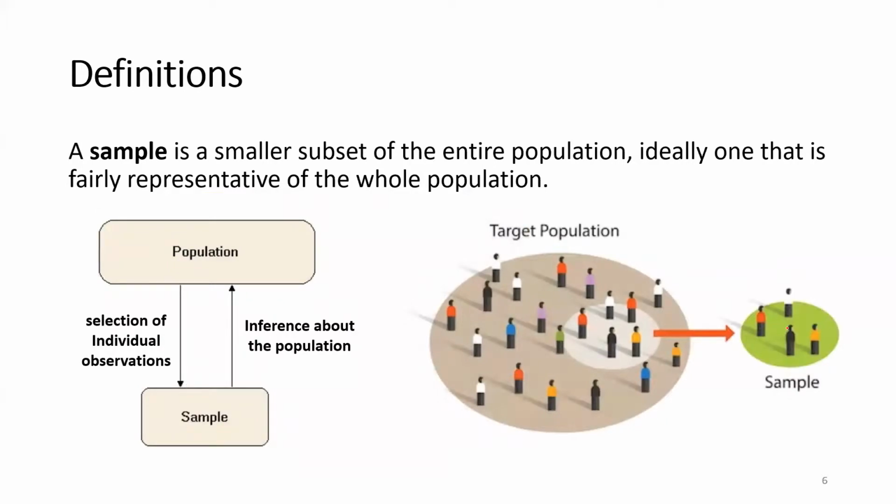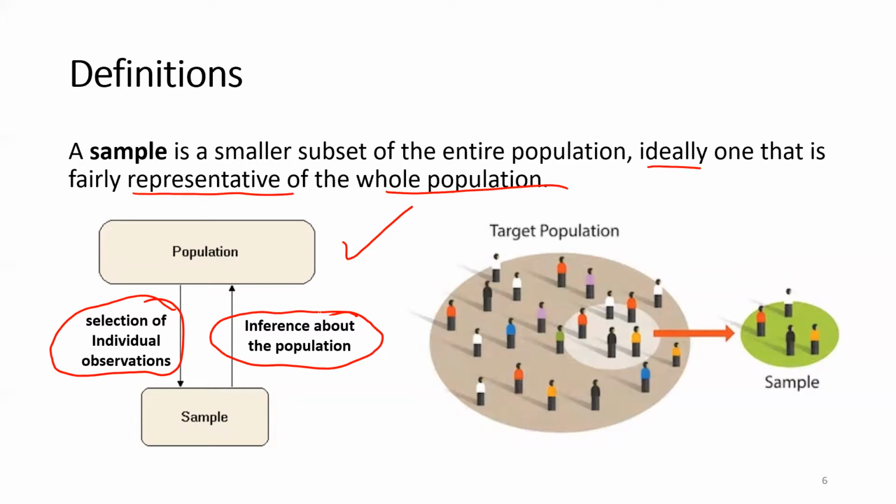Another definition, a sample is a smaller subset of the entire population, ideally one that is representative of the whole population. And this is where you really need to be very careful in figuring out your sampling technique. You take the population and then you do a selection of individual observations. Hopefully that will give you insight or inference about the population. Over here, visually, you see a target population and then a sample taken from it.